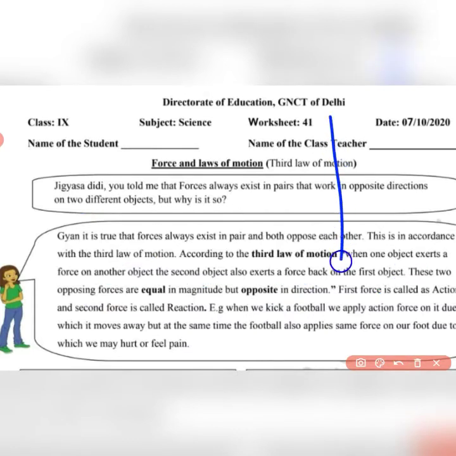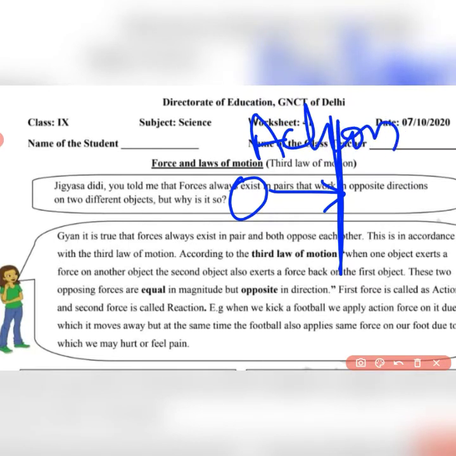For example, suppose this is a wall, and we hit a ball against this wall. The ball is exerting a force on the wall, which is known as action, and the wall in turn exerts force on the ball, which is known as reaction. So these are the two forces, action and reaction, which act together in opposite directions. As we see here, direction is opposite but magnitude is the same.